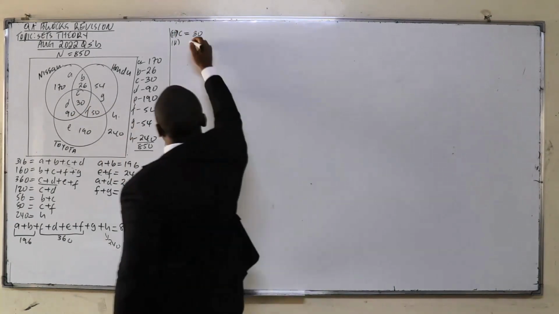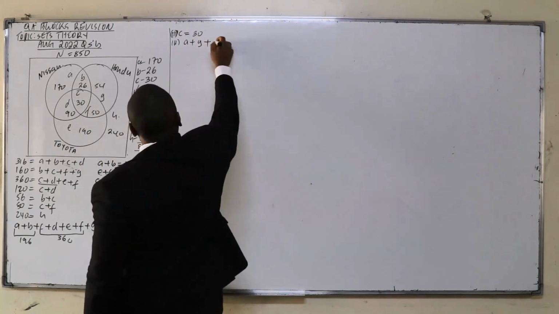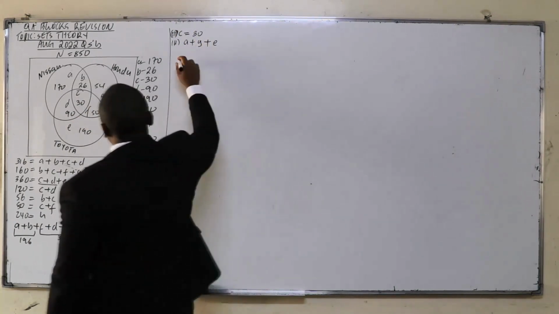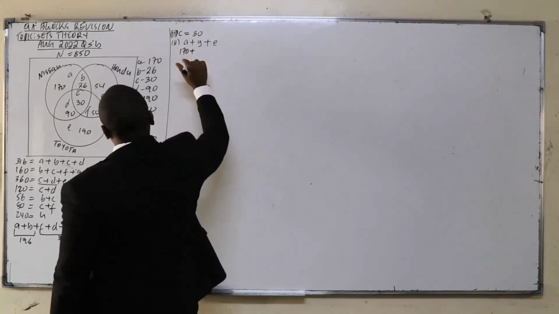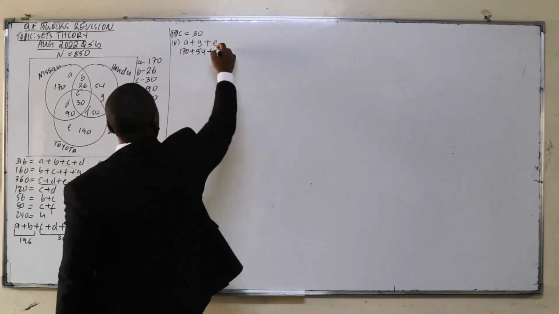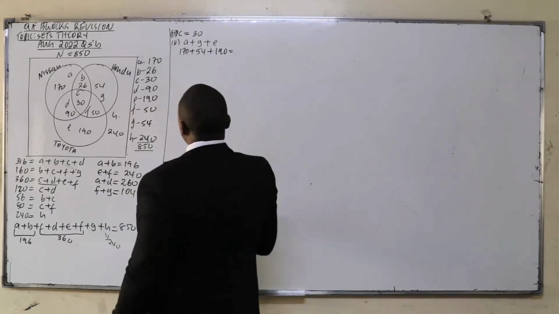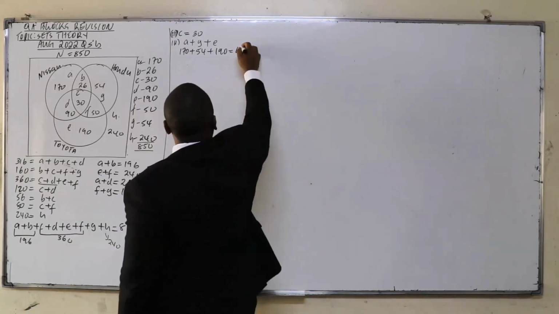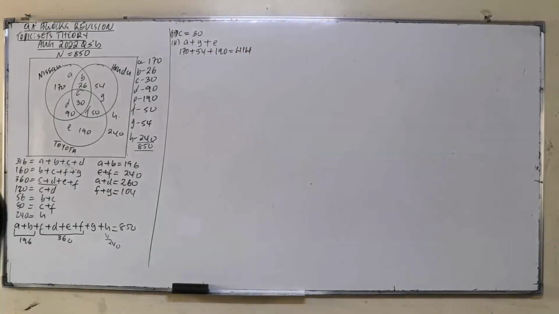So that will be A, G, as well as E. A, we have it 170. G, Honda only, that's 54. E, Toyota only, 190. What do you get? 440. We have 440. Good.